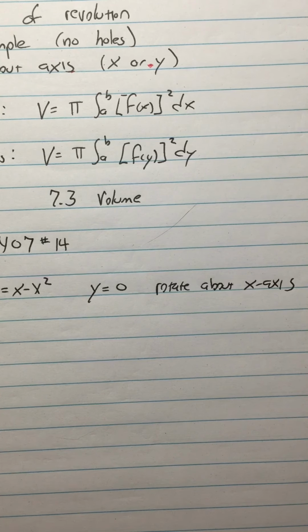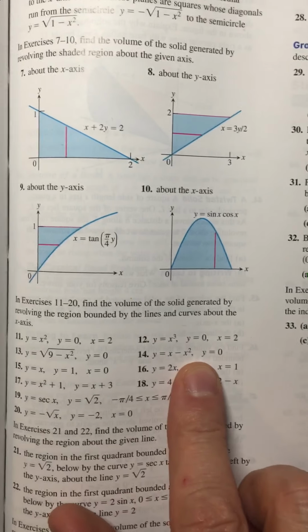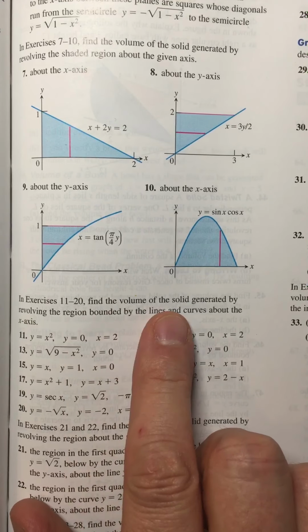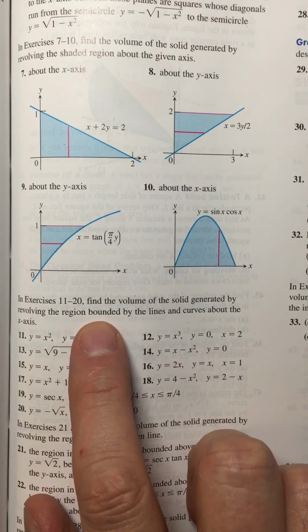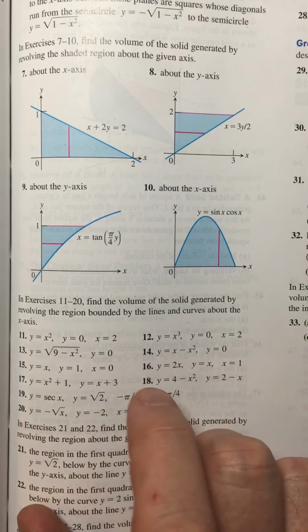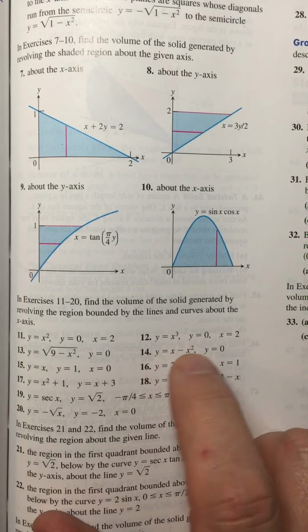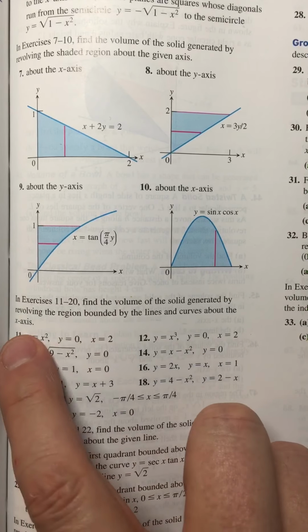All right, so I didn't copy over all the information from the problem. It's here. It's number 14. So here's our two equations. The directions say, find the volume of the solid generated by revolving the region bounded by the lines and curves about the x-axis. All right, so the region is bounded by this line and this curve, and it's revolved about the x-axis. All these are x-axis revolutions.